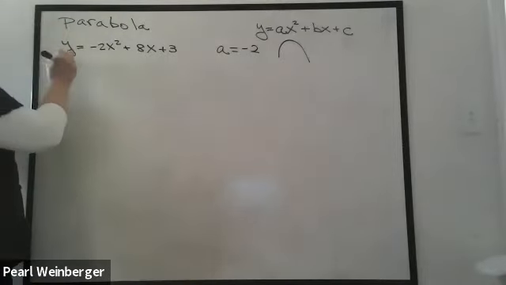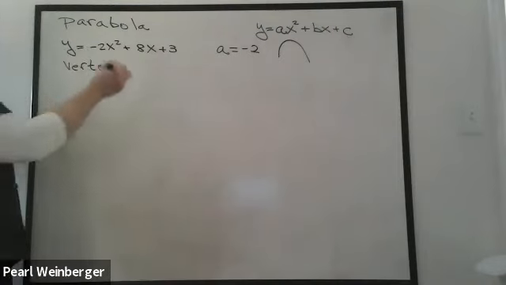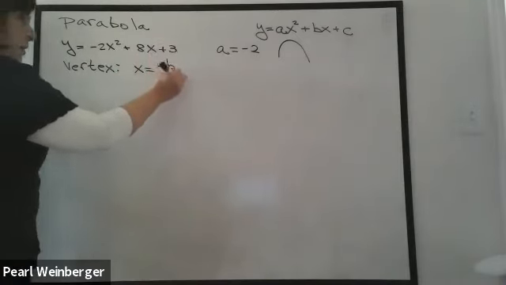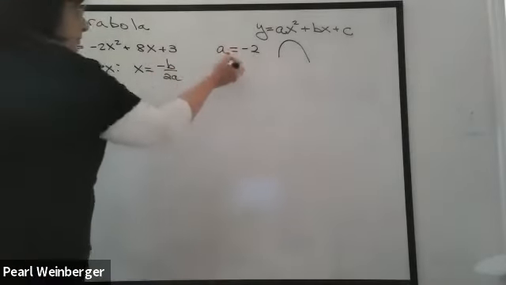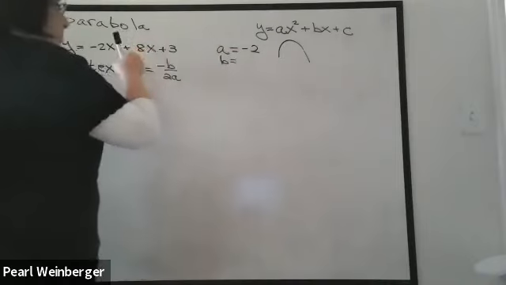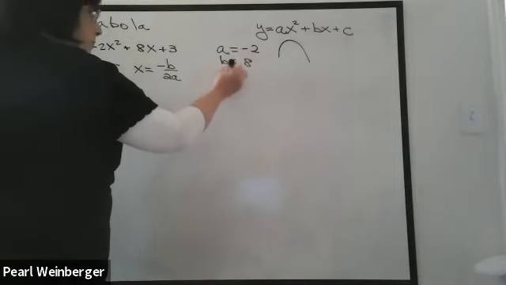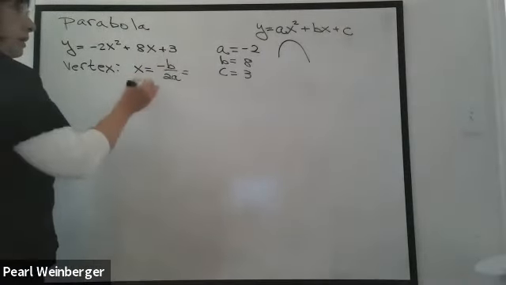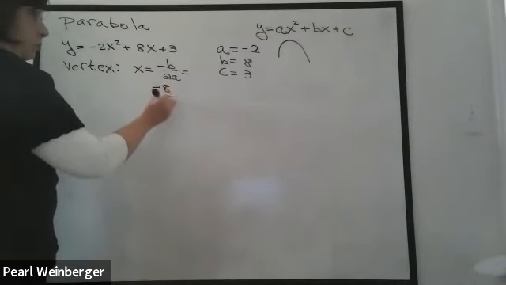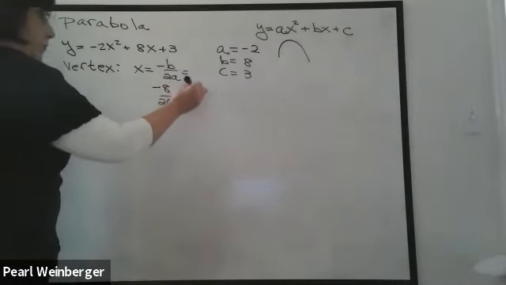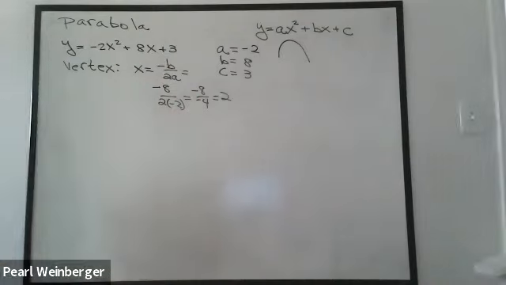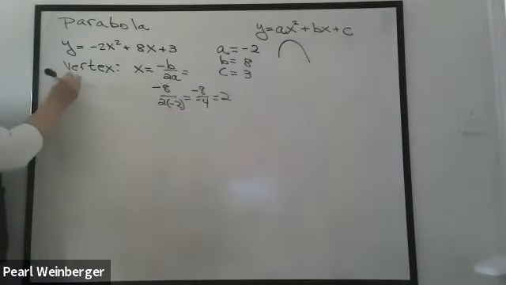Okay, let's find the vertex of this parabola. The way we find the vertex again is we do x equals -b over 2a. Now in this case, my a is -2. My b happens to be +8. My c happens to be 3. So this is going to be -8 over 2 times -2. So it's -8 over -4, which gives me +2. The x of my vertex is 2.